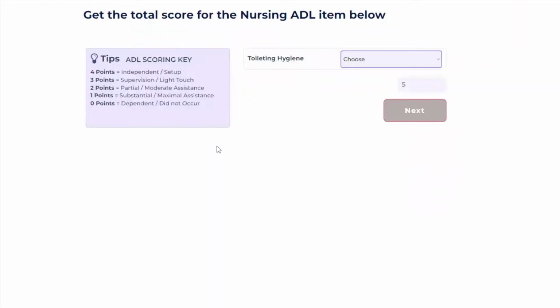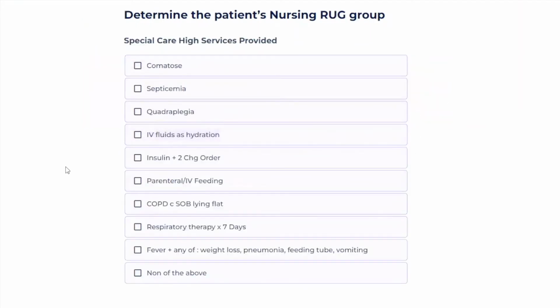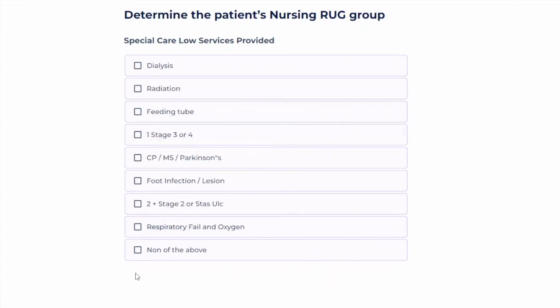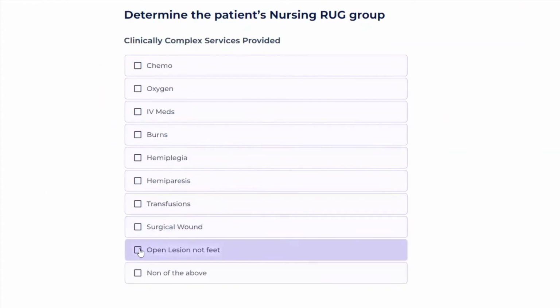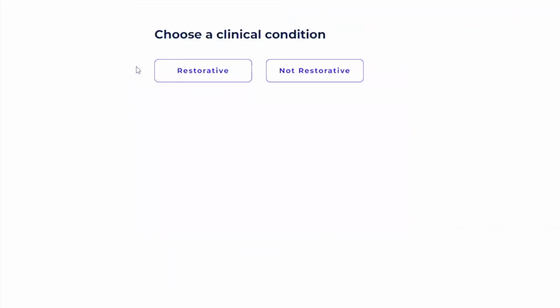Now we move on to the nursing ADL score, which uses some of the same components of the PTOT. So all that's left to get this score is the toileting hygiene. Then it helps you determine the RUG group. And if they don't have any of these, it moves on to special care high. If they don't have any of these, you move to special care low. And let's say they don't have respiratory issues like pneumonia, you move on to clinically complex services, then to cognitive behavioral. Finally, it asks if they're on restorative.